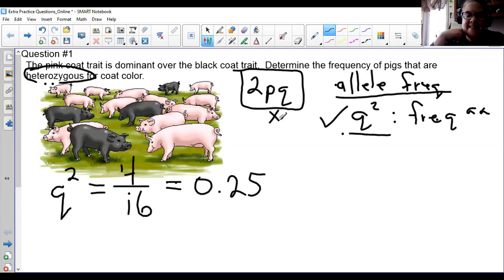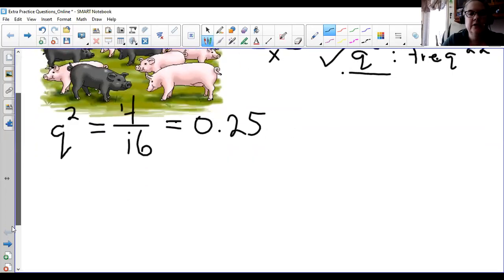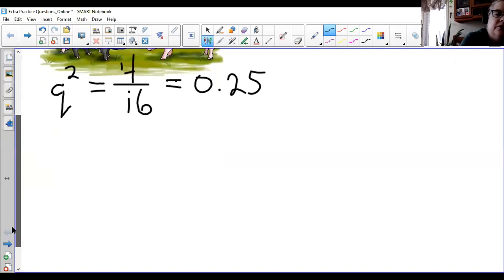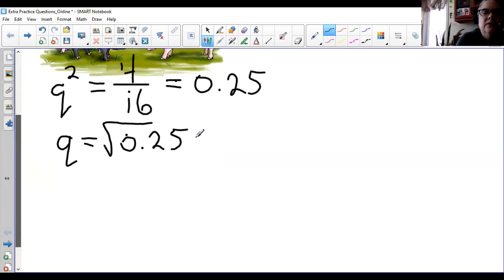So what's my next step? What am I going to do next in order to get to this point where I have a P value and a Q value? Awesome. I need to square root the 0.25. Okay, so I've got to get a Q value. So I know that Q is equal to the square root of Q squared, right? 0.25. So Q is equal to 0.5.